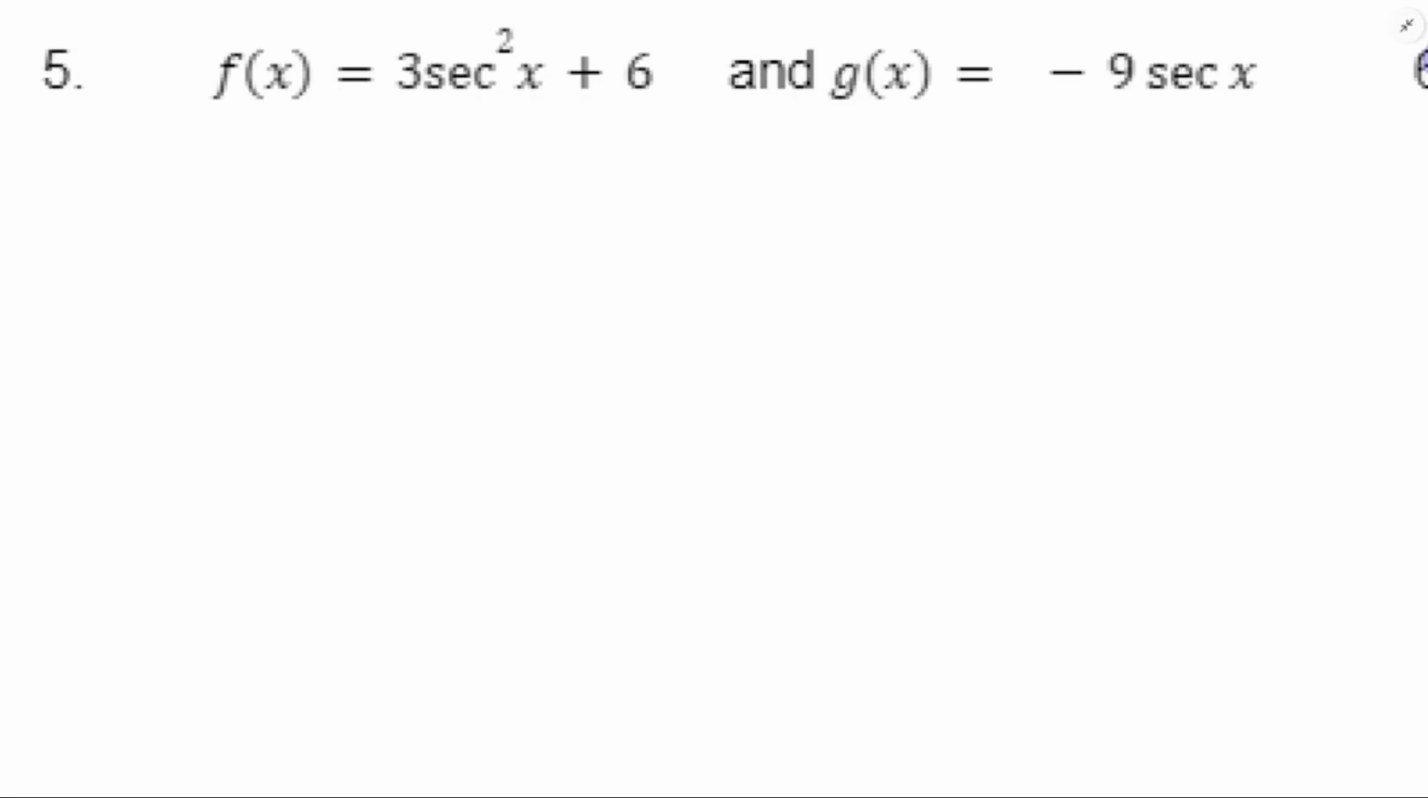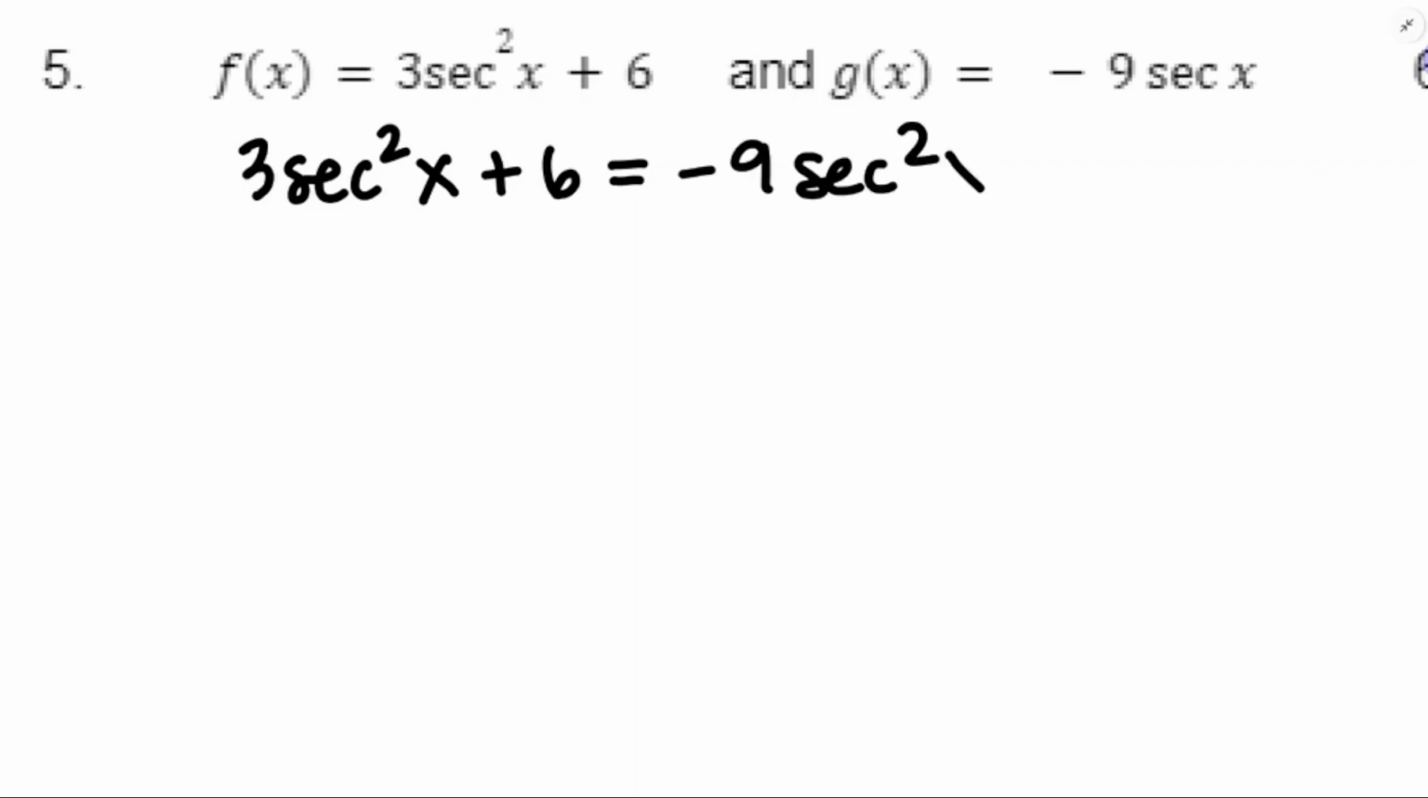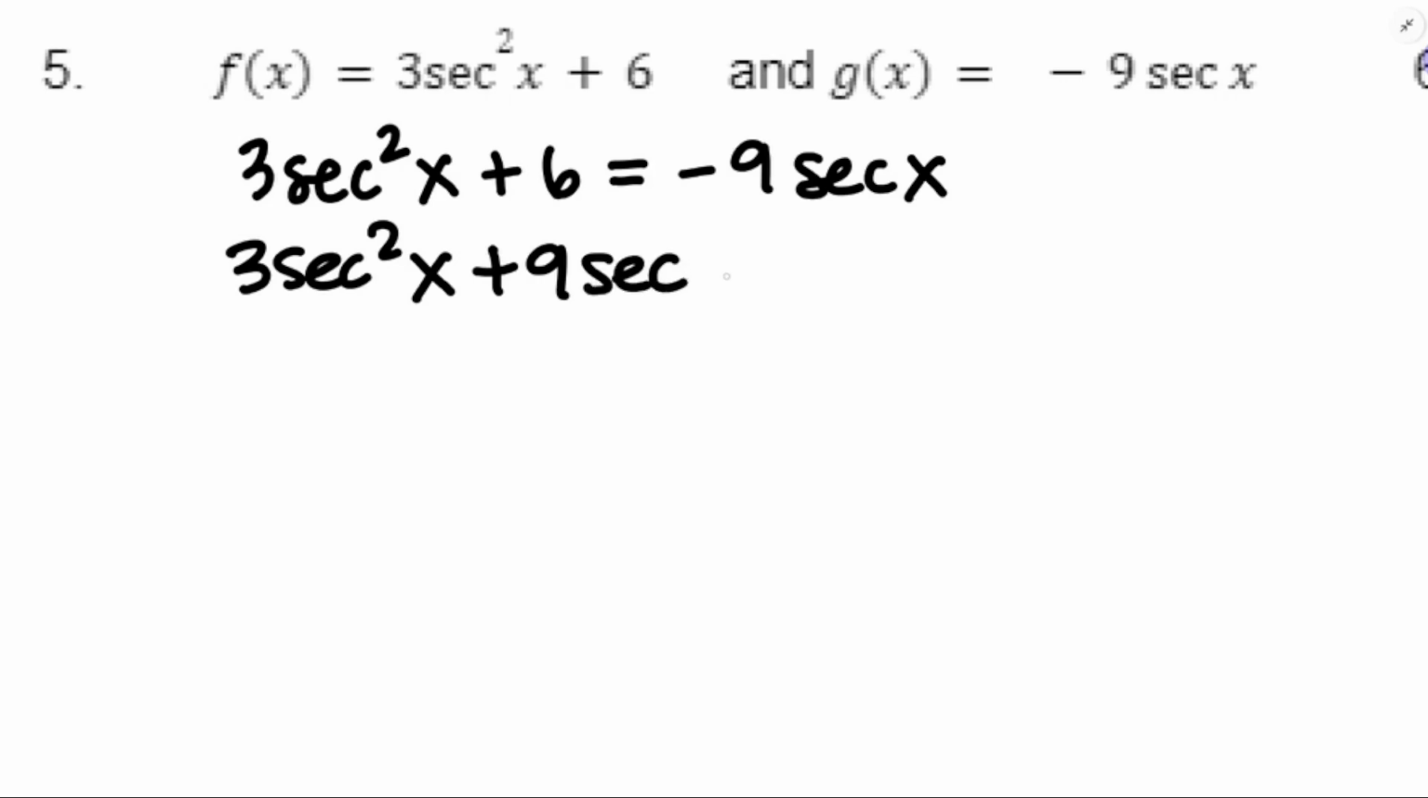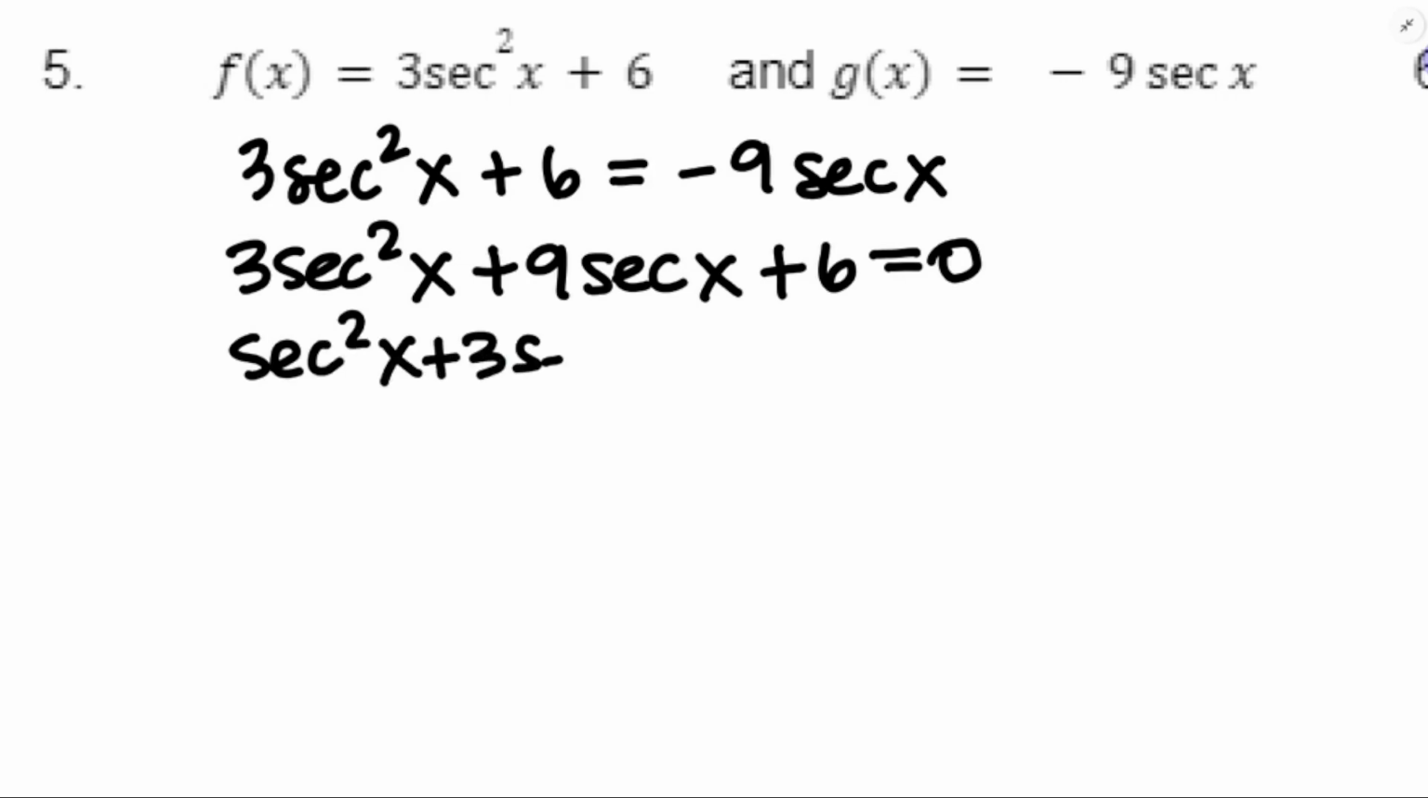Okay, now we've got 3 secant squared x plus 6 equaling negative 9 secant x. All right, so that would be 3 secant squared x plus 9 secant x plus 6 equaling 0. I'm going to divide this whole equation by 3, giving secant squared x plus 3 secant x plus 2 equaling 0.